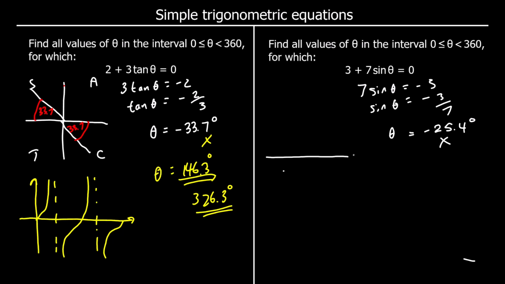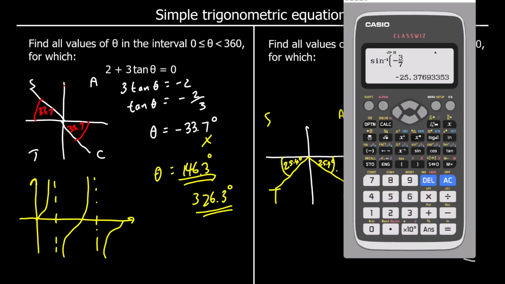So let's draw it on the CAST diagram. So we've got negative 25.4, that's here. Sine is also negative in the third quadrant, between 180 and 270. So 25.4 here. So between 0 and 360, we have 180 plus 25.4 and 360 minus 25.4. So we've got 180 plus 25.4, which is 205.4.